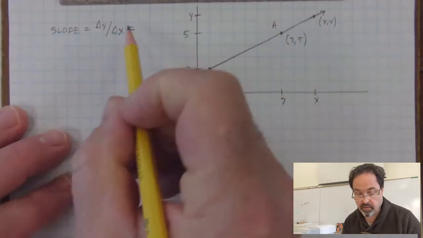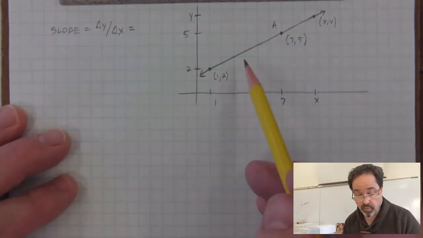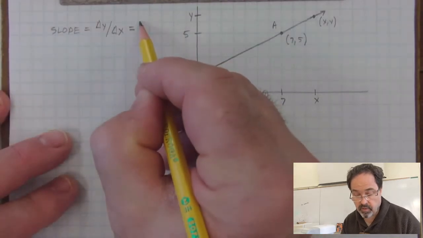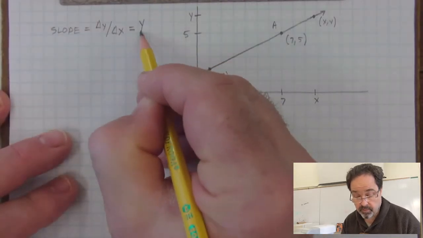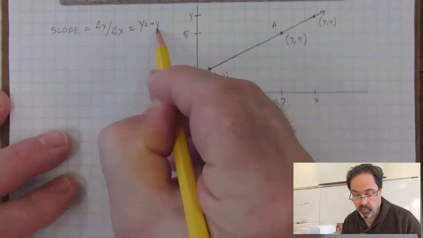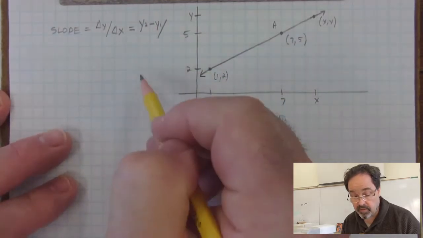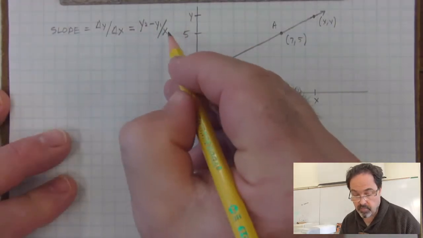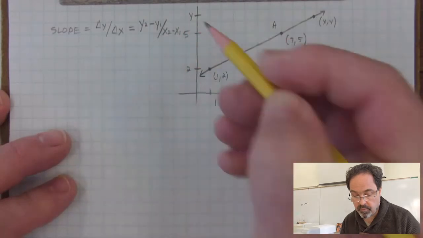And of course, if we had the coordinates of any 2 points, we could calculate the slope by finding the difference in y. Symbolically, we say y sub 2 minus y sub 1, and then divide by calculating the run, or the difference in x, by x sub 2 minus x sub 1.